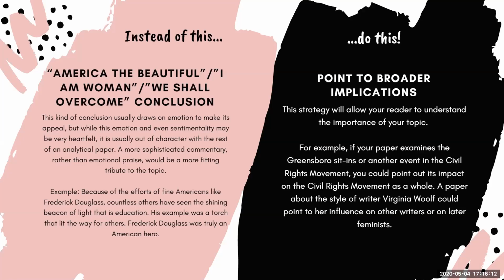You can talk about how your topic has affected other things in a positive or negative way, whatever it may be. But you can show how your topic works in the real world. Doing that, pointing to broader implications, is much more effective than using an emotional appeal. So if you find that you are likely to do this emotional appeal, try doing this instead.